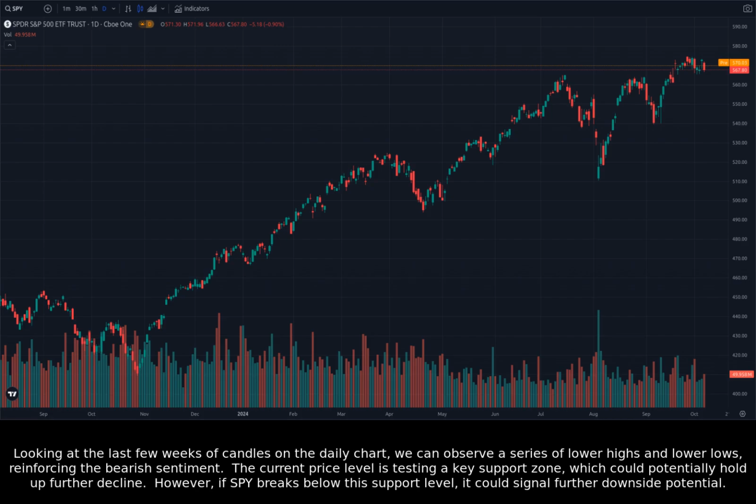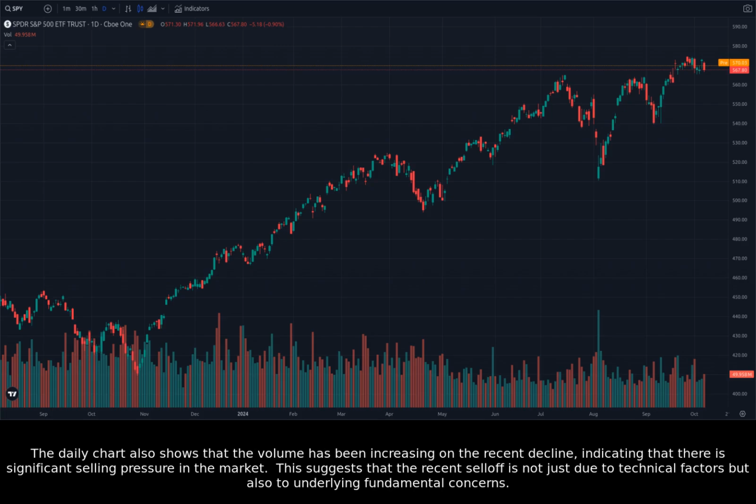The current price level is testing a key support zone, which could potentially hold up further decline. However, if SPY breaks below this support level, it could signal further downside potential. The daily chart also shows that the volume has been increasing on the recent decline, indicating that there is significant selling pressure in the market. This suggests that the recent sell-off is not just due to technical factors, but also to underlying fundamental concerns.